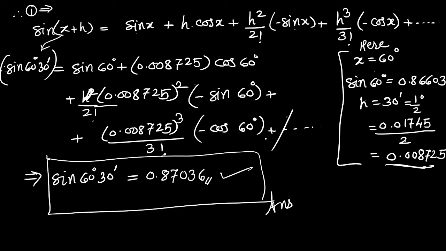Actually, here we break up this series. We cannot consider the higher order terms because h is always a very small value, and we consider up to the cube. The term with the power 4 is a very small value. Therefore, neglecting all higher order terms, the answer is 0.87036. In this way, we can find any values, that means tan 46, cosec 61, by applying the same method. This is again an application of Taylor series.